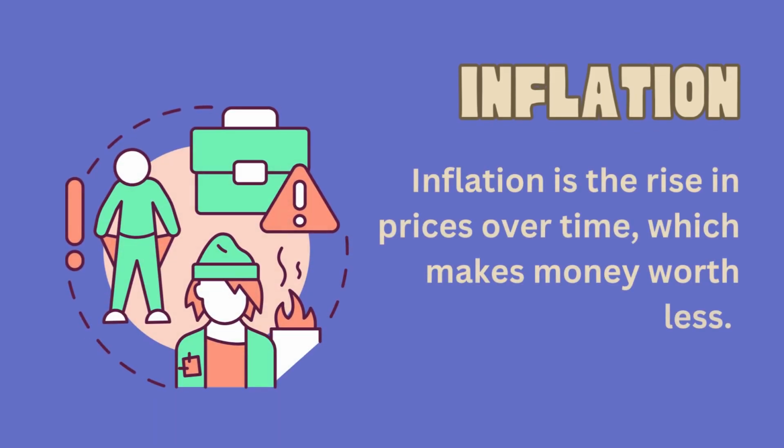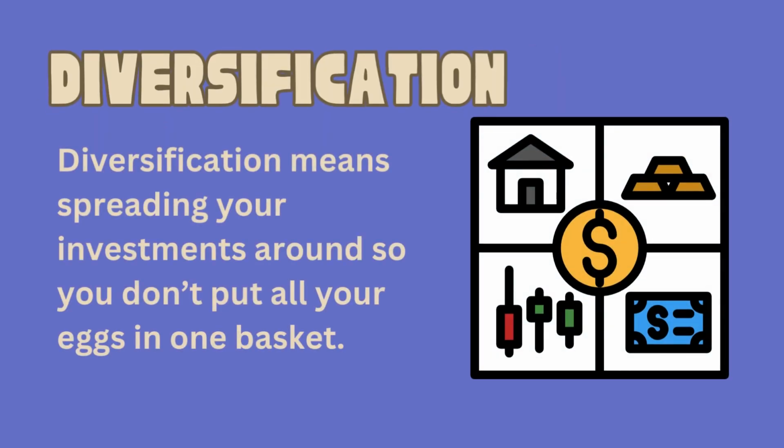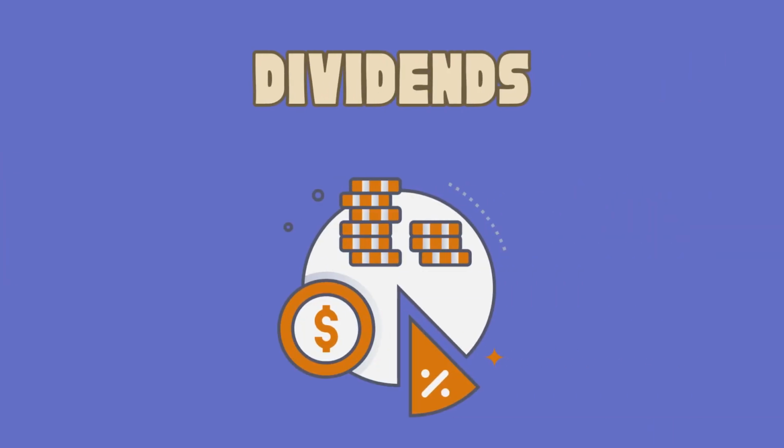Inflation. Inflation is the rise in prices over time, which makes money worth less. For example, a candy bar that used to cost $1 might cost $1.50 now. Diversification. Diversification means spreading your investments around so you don't put all your eggs in one basket. It helps reduce risk.